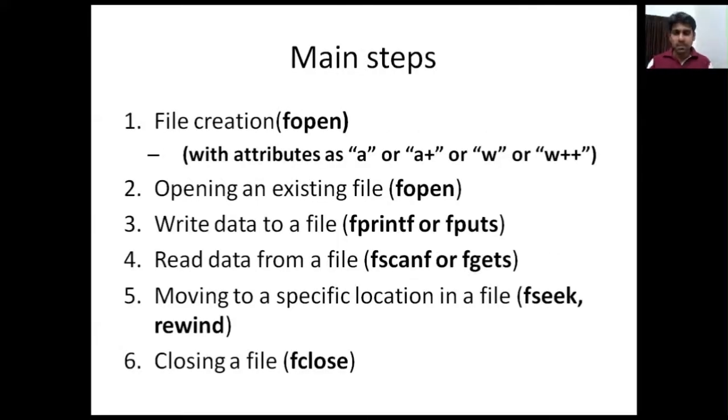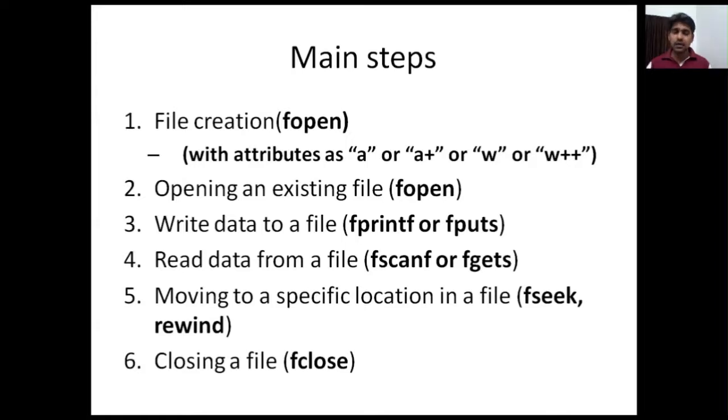Then these are the main steps involved in file handling. The first thing is file creation. For that we can use the command fopen, and there are some attributes that we add along with that. We'll discuss in detail what each attribute means. Then opening an existing file, for that also we'll be using fopen. To create and open we use fopen. Then to write data into a file, there are different commands like fprintf, fputs, fputc, so we'll see that also.